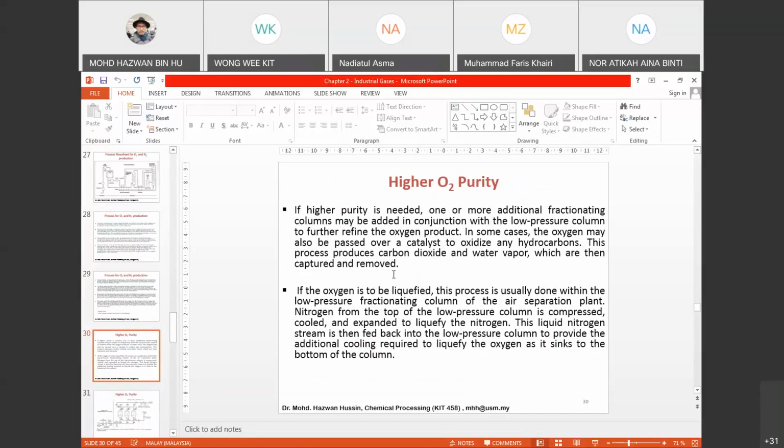If higher purity of oxygen is needed, one or more additional fractionation columns may be added in conjunction with the lower pressure column to further refine the oxygen product. In some cases, the oxygen may also pass over a catalyst to oxidize any hydrocarbons. This process produces carbon dioxide and water vapor, which are then captured and removed. If the oxygen is to be liquefied, this is usually done within the low pressure fractionation column of the air separation plant. The nitrogen from the top of the lower pressure column is compressed, cooled and expanded to liquefy it. This liquid nitrogen stream is then fed back into the low pressure column to provide the additional cooling required to liquefy the oxygen as it sinks to the bottom of the column.